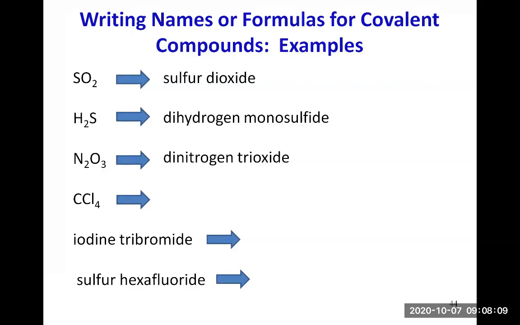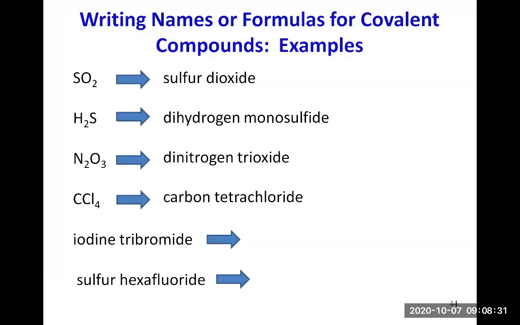CCl4. There is one carbon, so we don't say mono, we just say carbon. And then there is four chloride. So 4 is tetra. So tetra, chlorine becomes chloride. So carbon tetrachloride.